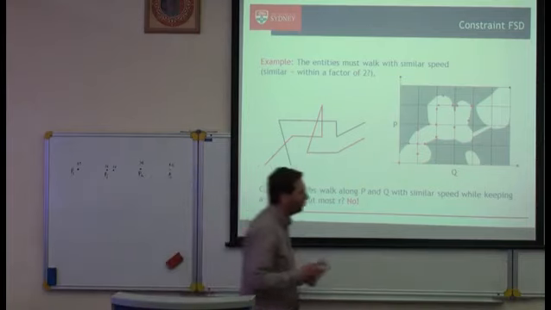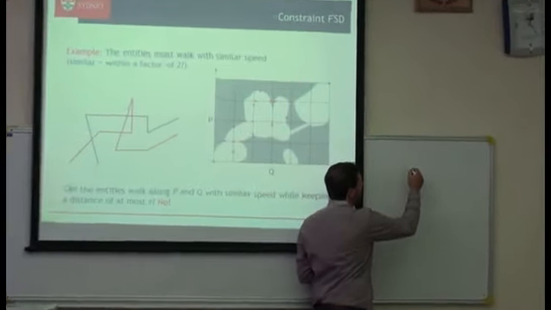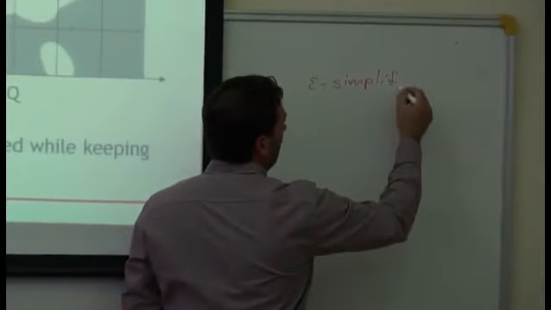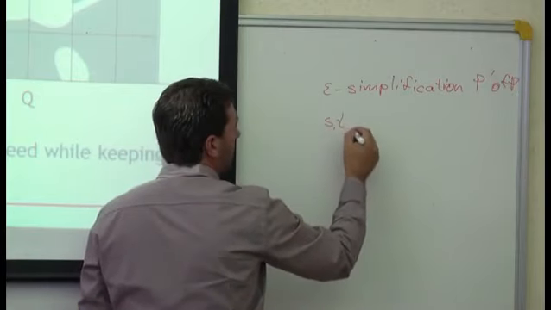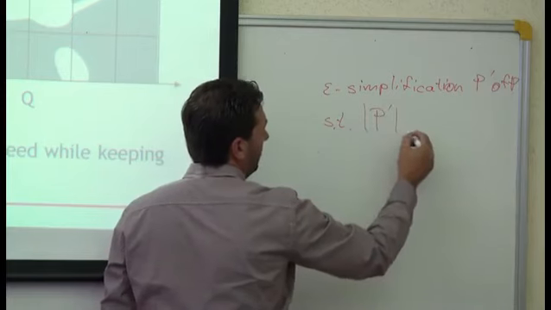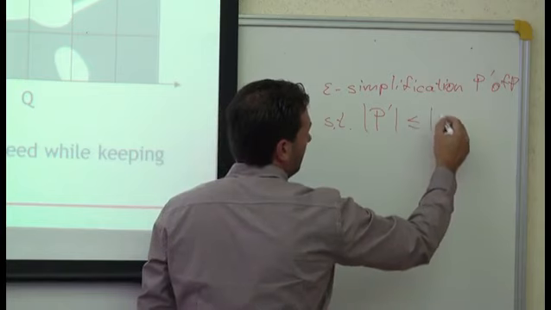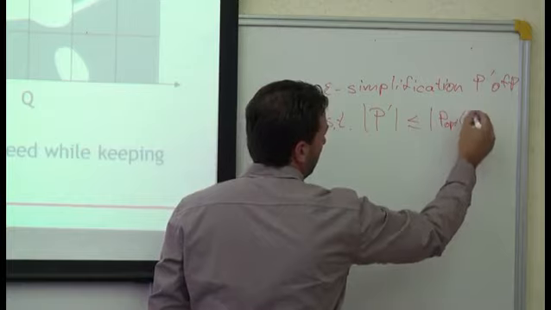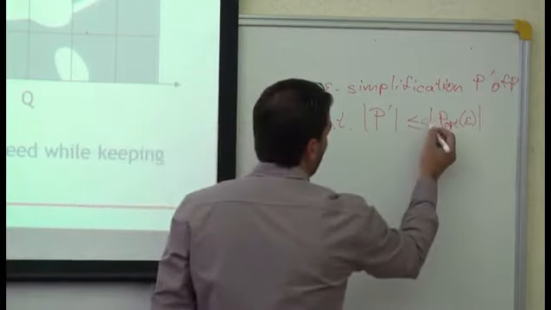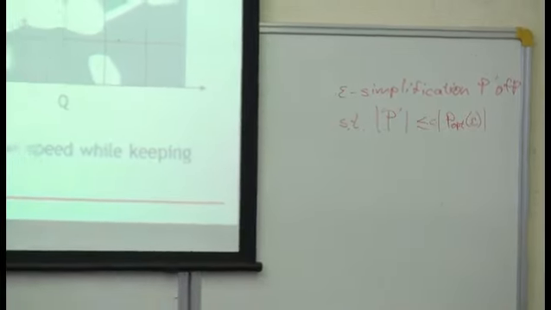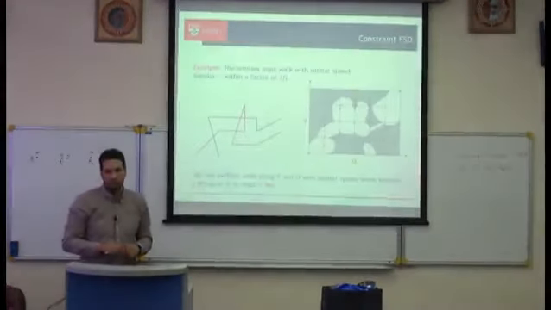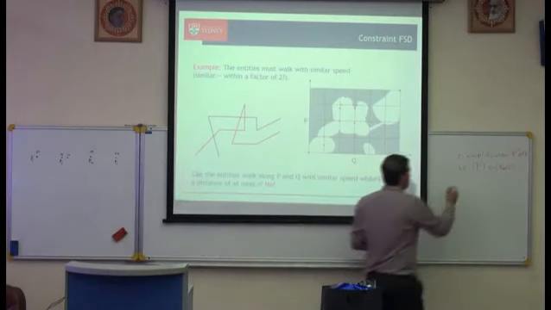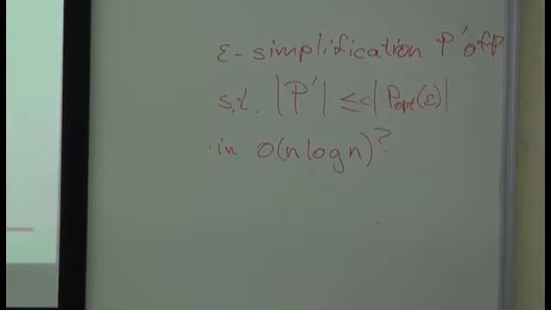So maybe just finish with an open problem. The obvious open problem is, can you find an epsilon simplification, so that the complexity of P prime is bounded by the complexity of an optimal simplification using epsilon, up to some constant factor? We can only bound it with respect to the epsilon divided by 2 simplification, which again could be much, much bigger. Yes, in subquadratic time. Say you want to do it in order n log n, preferably in the Fréchet distance.